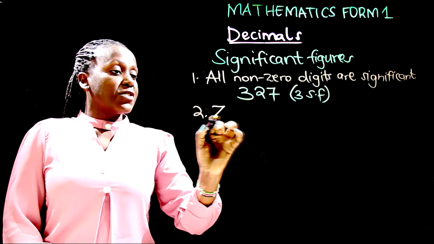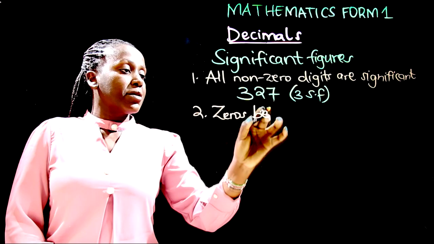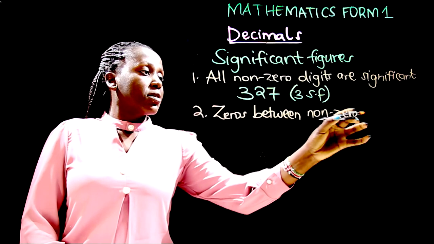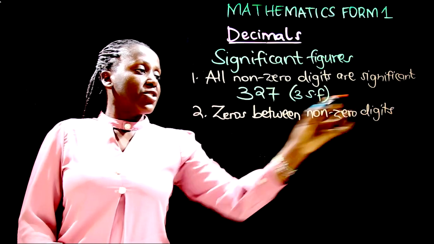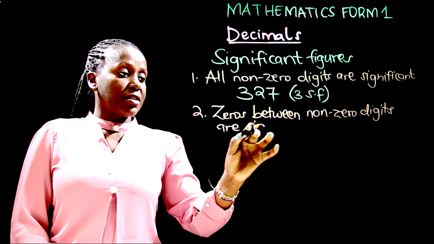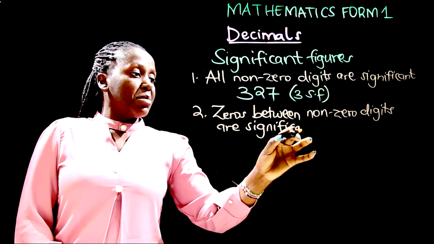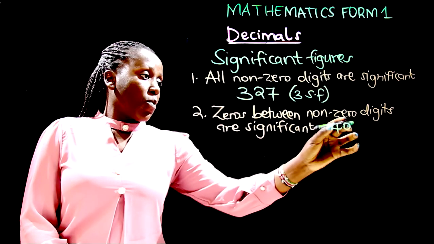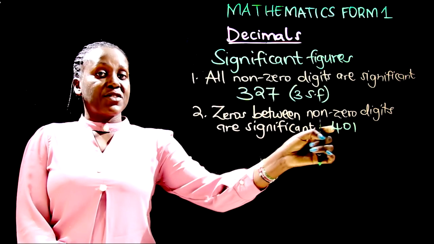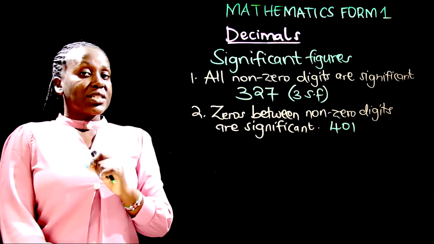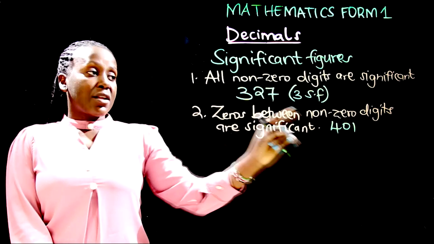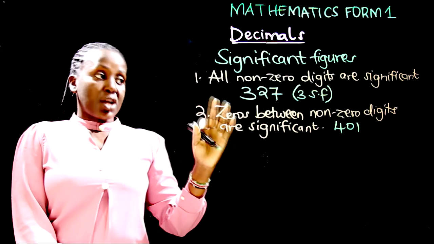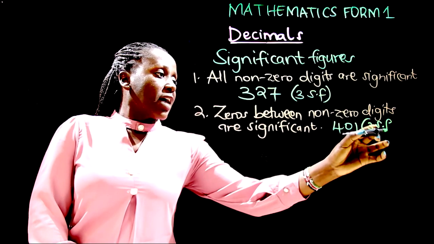Now, any zero or zeros between non-zero digits, zeros between non-zero digits are significant. Okay? What do we mean? So if you have a number like 401, the zero is between 2 non-zero digits. So this zero is considered significant. So how many significant figures does this number have? 3. So this is 3 significant figures.